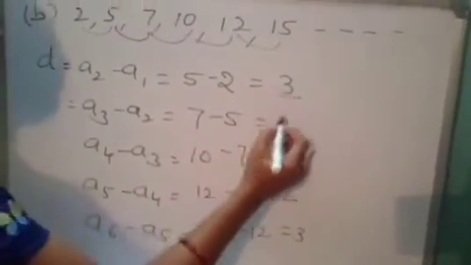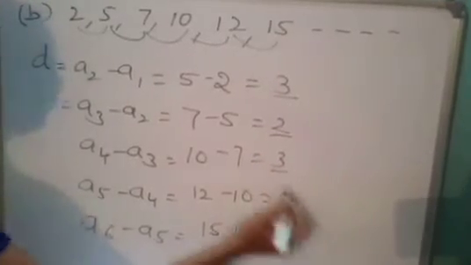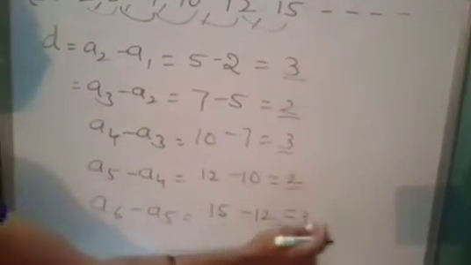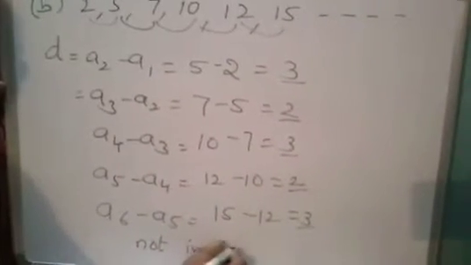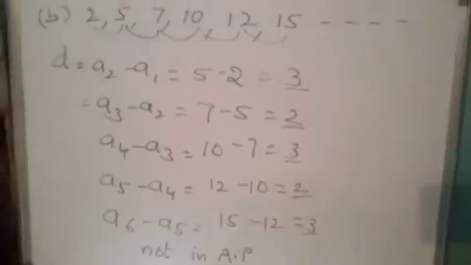The common differences are different for different terms. So the common difference is not equal. So it is not an AP. AP means arithmetic progression. And next one.